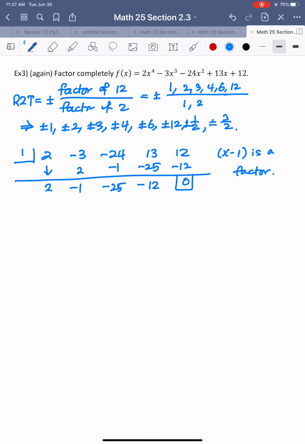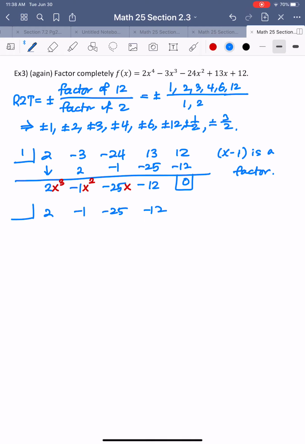So from the 2, negative 1, negative 25, and negative 12, this becomes 2x cubed, because we start from x to the 4th, right? Minus 1x squared minus 25x minus 12, okay? But it's still a 4 term polynomial, but you can do factor by grouping. So I'm going to start over. I got 2, negative 1, negative 25, and negative 12.